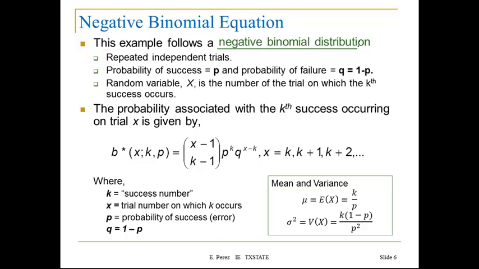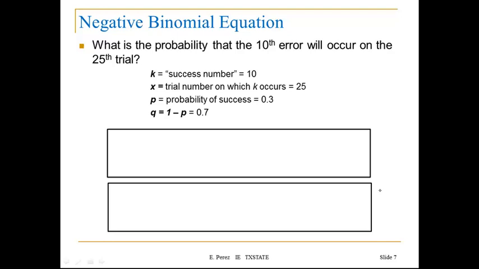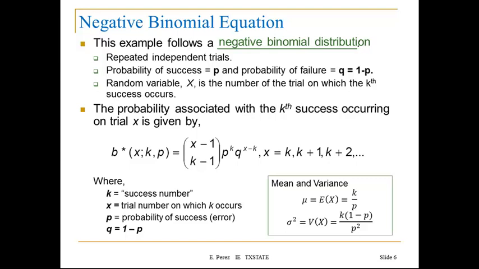In your book, you'll see that the negative binomial mean and variance is not included. So that's why I added that information here to this slide. So you have the mean and the variance for the negative binomial distribution. So here's the mean, and here's the variance. And those parameters are defined here. The K, the success number, X, the trial number, P, the probability of success, and Q, the probability of failure.